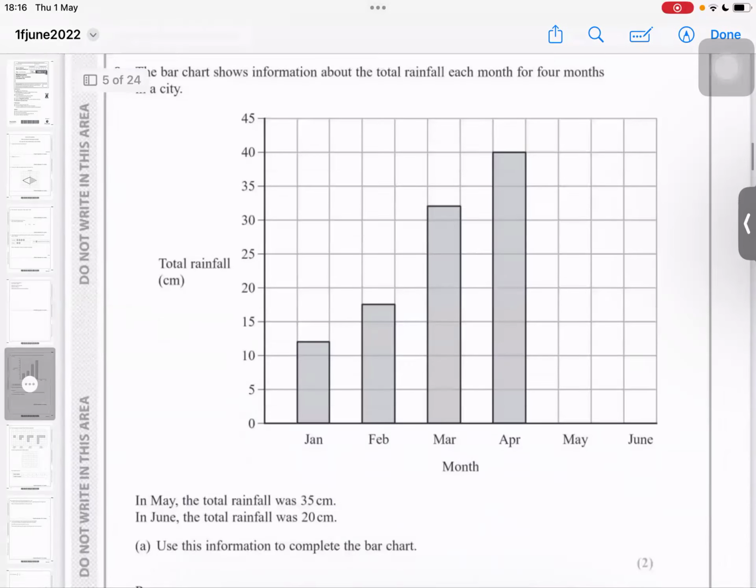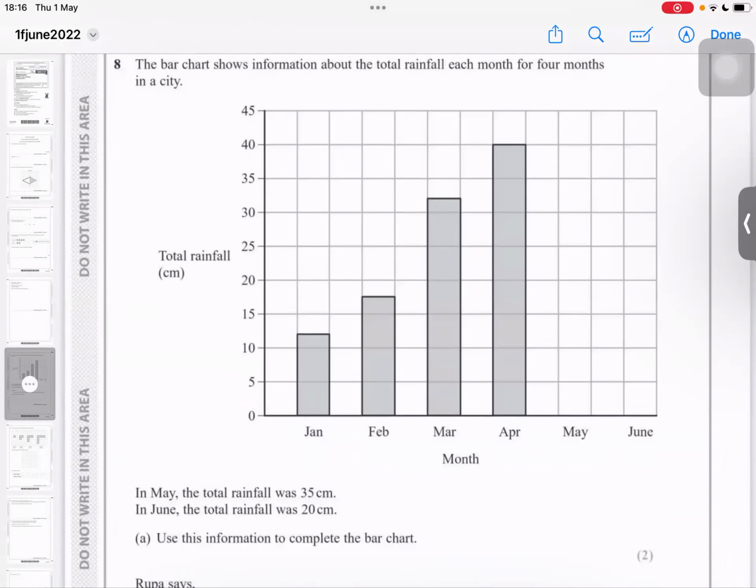Okay, what does this next question say? Oh, it's a bar chart. The bar chart shows information about the total rainfall each month for 4 months in a city. April, May, and June. So in May and June, we didn't have the bars, apparently. They now said in May, the total rainfall was 35 cm. In June, the total rainfall was 20 cm. Use this information to complete the bar chart.